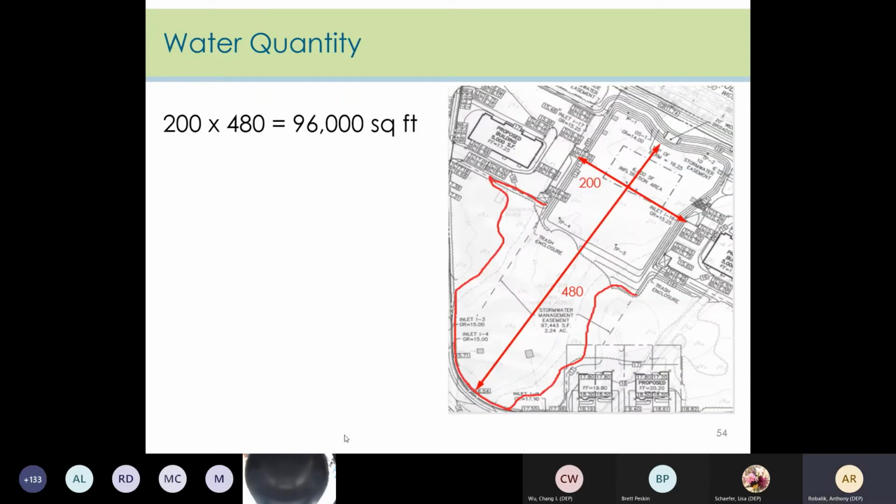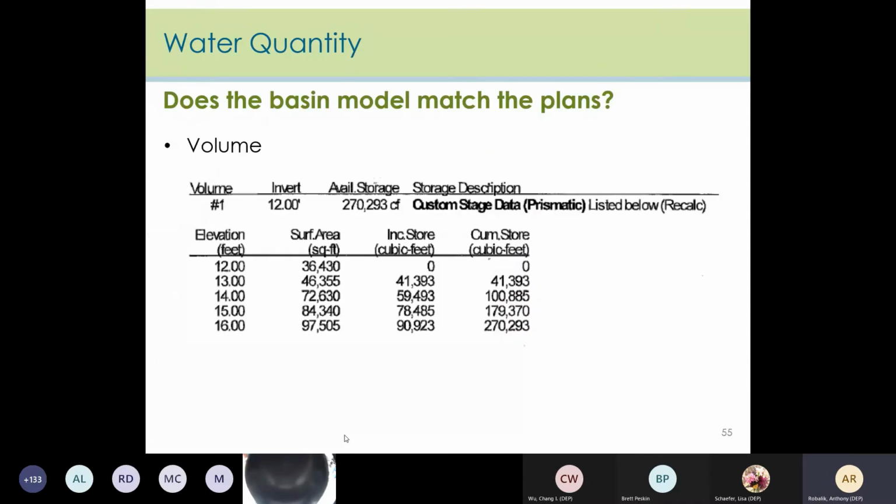Let's just jump ahead to the highest elevation at 16. It's nowhere near a rectangle at all, but it's roughly 480 feet by 200 feet, which comes out to 96,000 square feet. I expect it to be a bit off, but somewhere in that general vicinity. And they had 97,505 square feet, so that's actually pretty close. So just from those quick checks, it seems like the basin was input into the model correctly.